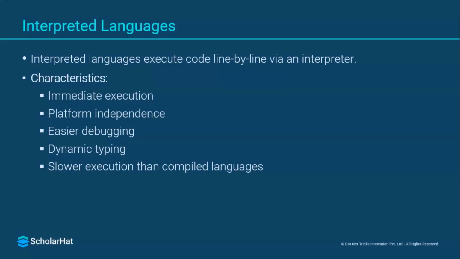Since Python is interpreted, developers can easily run and test code without a compilation step, which makes debugging easier. In Python, variable types are determined at runtime rather than at compile time. The interpreter decides the type of a variable dynamically during execution. That's called dynamic typing.